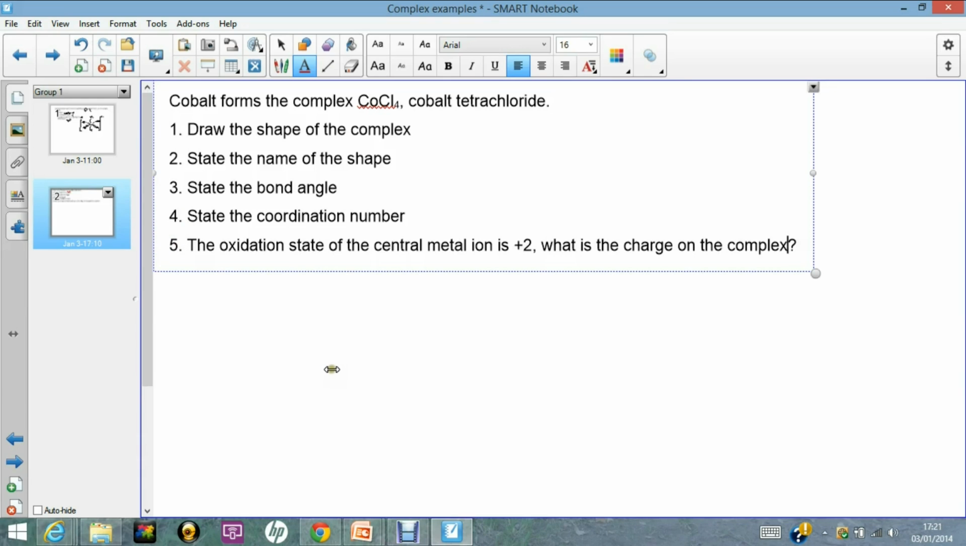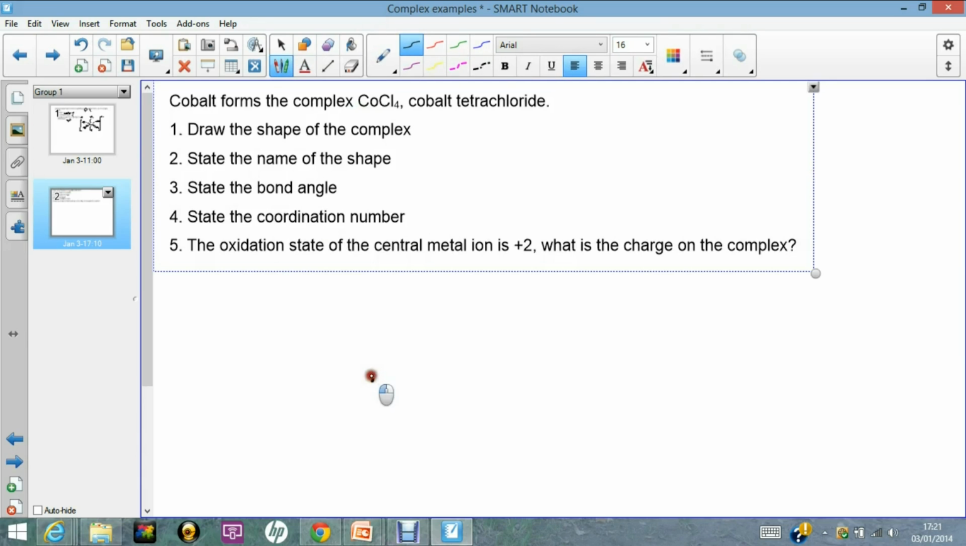Okay, so for the answer, I'm going to start with cobalt in the middle. Okay, there are 4 chloride ligands around it. So as the question doesn't tell me otherwise, I'm going to assume that it's tetrahedral. Okay, so the answer to this one will be tetrahedral.